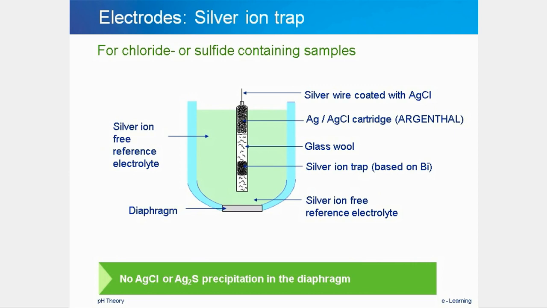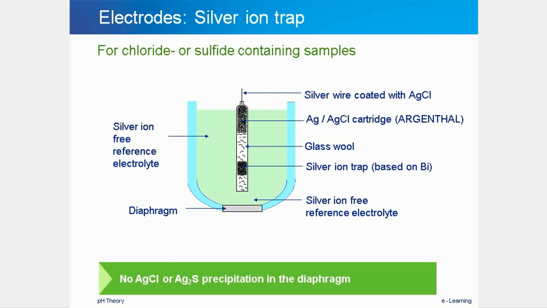Ideally, this shouldn't cause any precipitation of molecules if the ions of the reference element and the solution meet each other. One way to achieve this is to use a reference element with an ion trap. Mettler Toledo has developed the Argentile silver ion trap for this purpose. The Argentile ion trap stops the silver ions from getting into the inner electrolyte solution and therefore from diffusing into the diaphragm, where ions in the sample could react with it and the complex could precipitate.